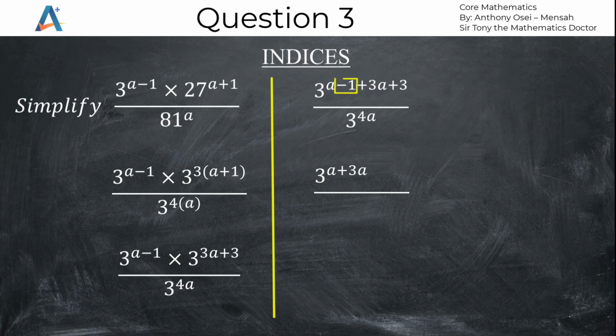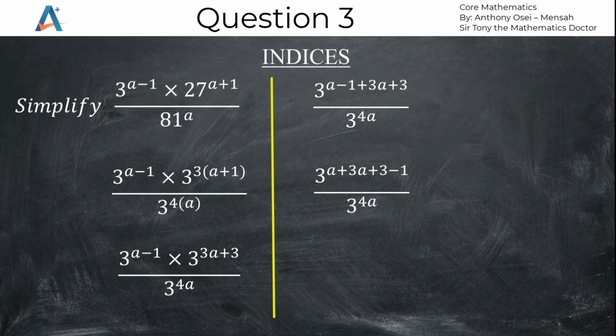If you want to start with a -1, fine. If you want to start with a positive 3, fine. Choose your own choice. In my case, I'll start with positive 3. So plus 3, which is a constant number. And -1, which is also a constant number. So -1. Then repeat your denominator, 3 raised to the power 4a.